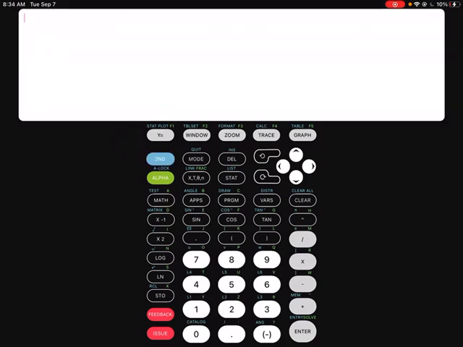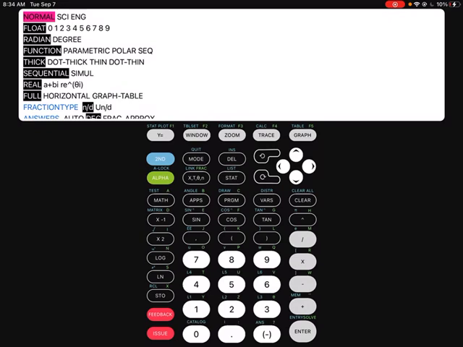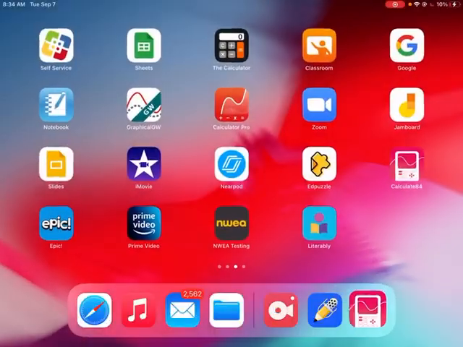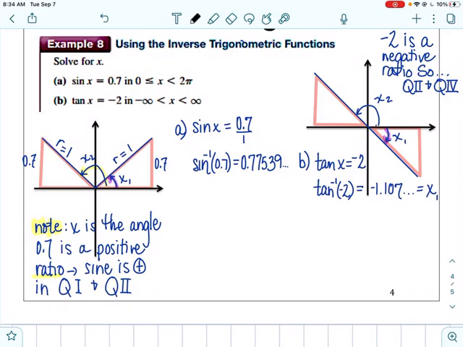I'm in radian mode, so I'm going to leave it in radian mode, and I'm going to hit second, sine inverse, and type in 0.7. Close up the parenthesis, and I get this number, 0.77539. Okay, here we go.